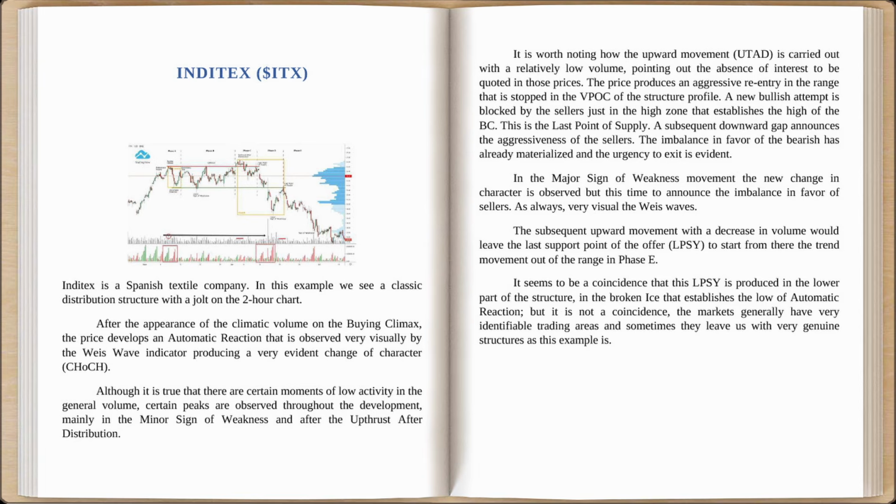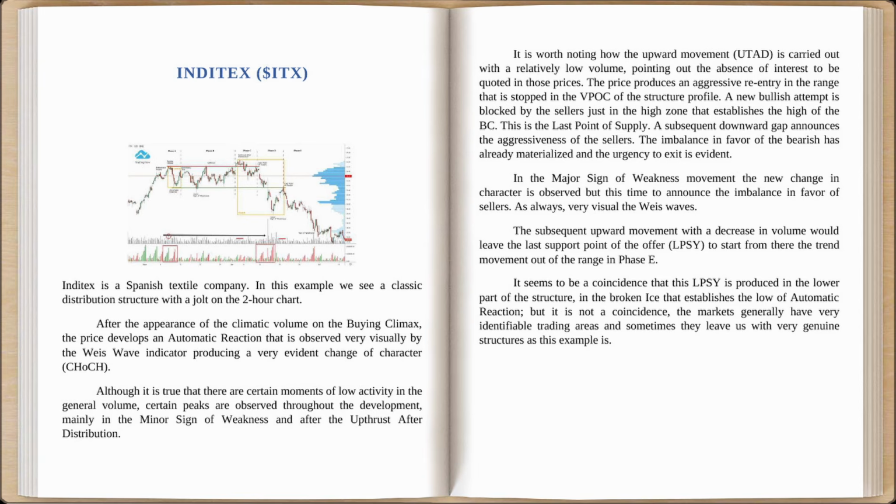See CHoCH. Although it is true that there are certain moments of low activity in the general volume, certain peaks are observed throughout the development, mainly in the minor sign of weakness and after the upthrust after distribution. It is worth noting how the upward movement, UTAD, is carried out with a relatively low volume, pointing out the absence of interest to be quoted in those prices. The price produces an aggressive re-entry in the range that is stopped in the VPOC of the structure profile. A new bullish attempt is blocked by the sellers just in the high zone that establishes the high of the BC. This is the last point of supply.